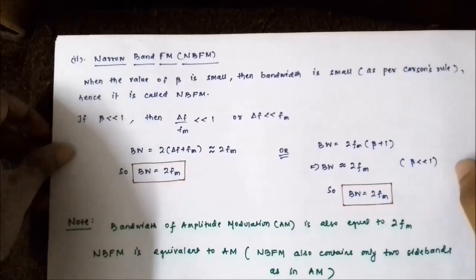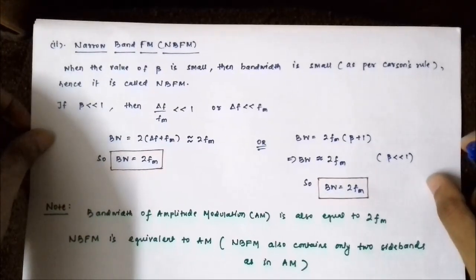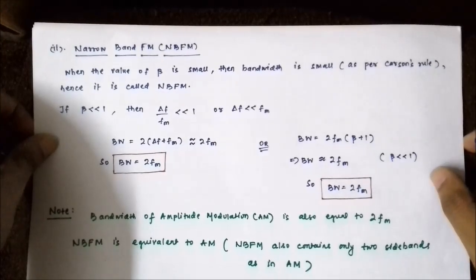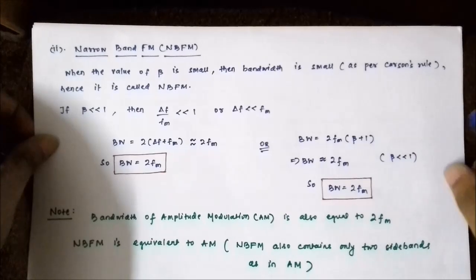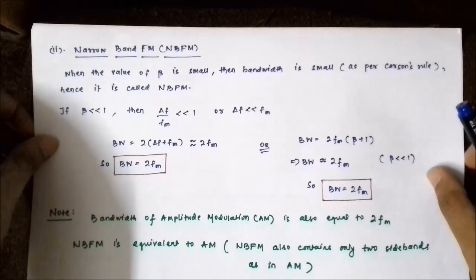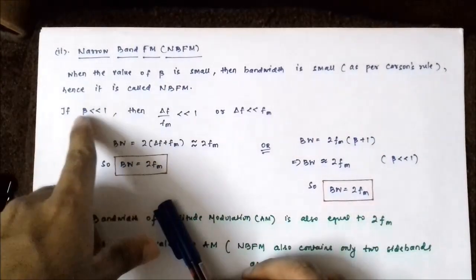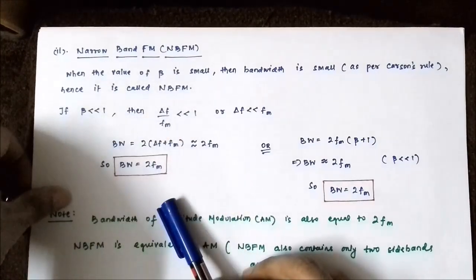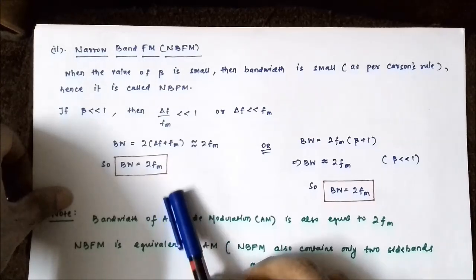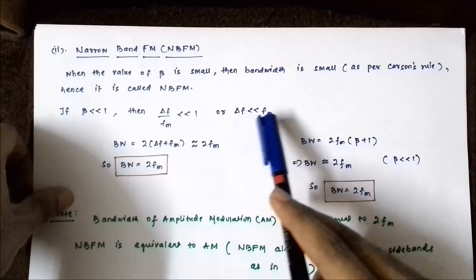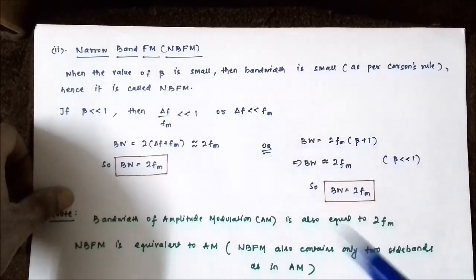Then we have narrowband frequency modulation. When the value of modulation index is very small, or beta is much less than 1, the number of sidebands will be fewer, and this is called narrowband frequency modulation or NBFM. Let us see what happens when beta is much less than 1. We can also write it as delta f by fm is much less than 1, or delta f is much less than fm, that is, frequency deviation is much less than the modulation signal frequency.